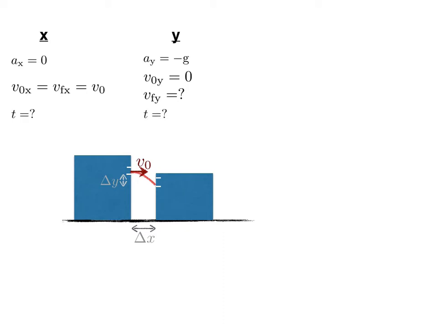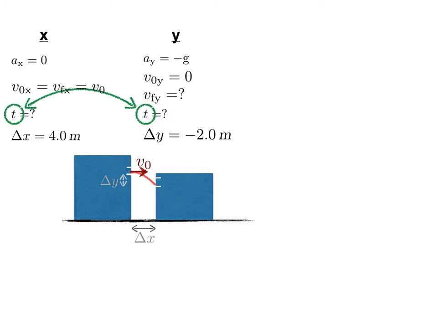I don't know how much time this jump takes either, but I do know that the time is the same in both columns because it takes the same amount of time for the horizontal motion to occur as it takes for the vertical motion to occur. Finally, as I said earlier, I'm going to say that the horizontal distance between the buildings is 4 meters, while the vertical distance is negative 2 meters. And once again, I declared down to be negative, and since the jumper drops by 2 meters, I have a minus sign before the 2.